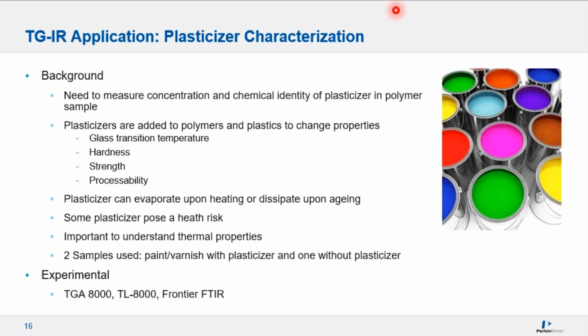Okay, so our next example here is looking for plasticizers in polymer mixtures. So plasticizers are chemicals that are commonly added to polymers to change their physical properties. So this includes things like changing glass transition temperature, or the temperature where the material transitions between being rigid and hard to soft and pliable. It can affect material hardness, strength, processability, flexibility. So some of the issues is these plasticizers can evaporate upon heating or can dissipate upon aging.